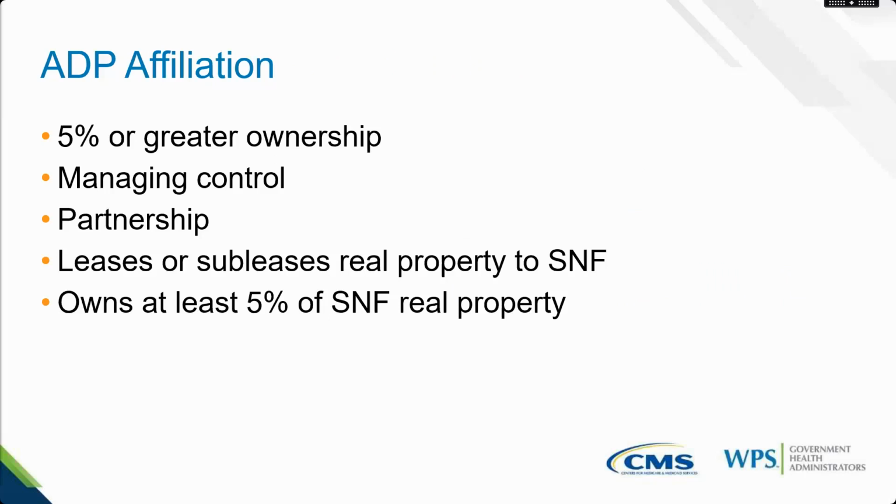So there is one third level that is really a huge difference here, that affiliation, because now we're asking not just of the direct and indirect owners, but we're asking for ADPs and owners, direct, indirect owners, managing control of the ADPs themselves. So it's really a third level we're going into. And with all of this, we are going to need those organizational diagrams that are going to show that information.